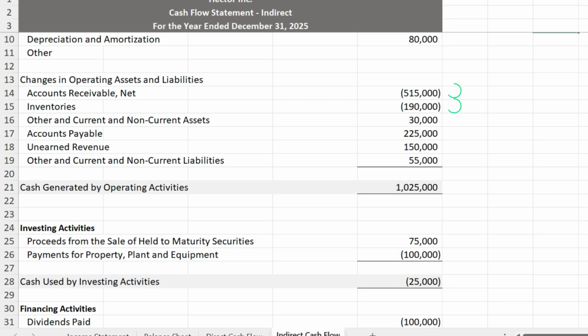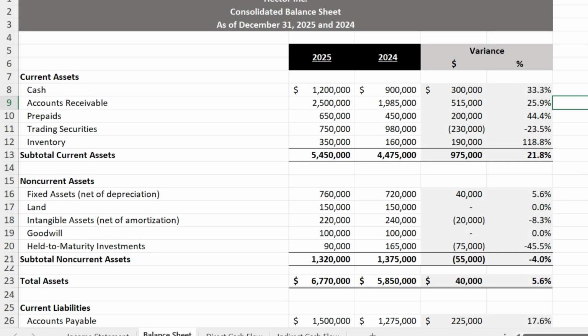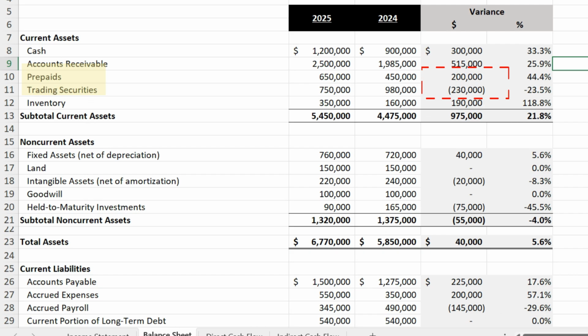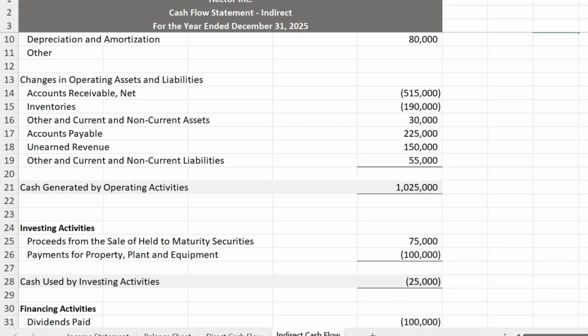And then I'm going to grab the catch-all for other current and non-current assets. I just realized I labeled this as other and current and non-current assets. Just ignore that. And I'm going to grab all the different categories related to the changes in other items that weren't inventory and accounts receivable and reflect that in the indirect cash flow statement.